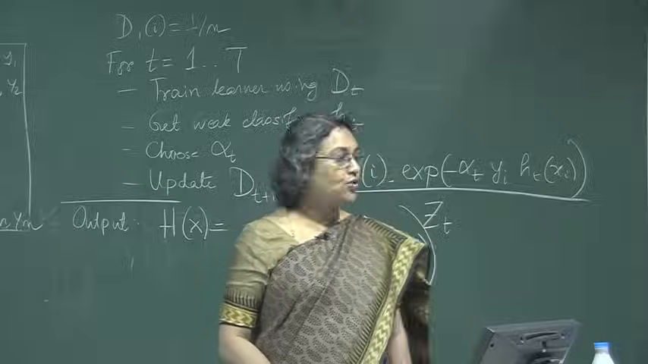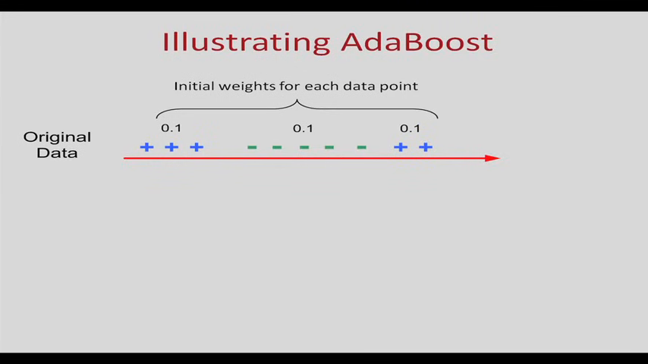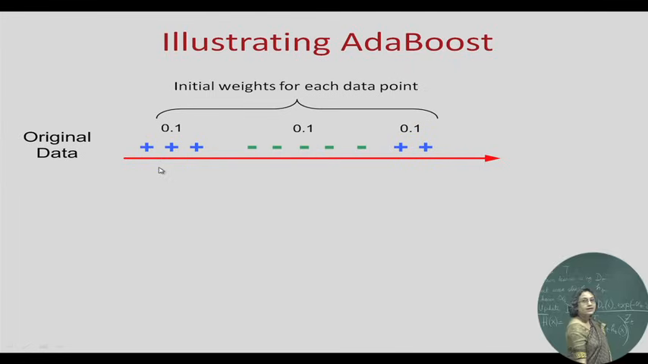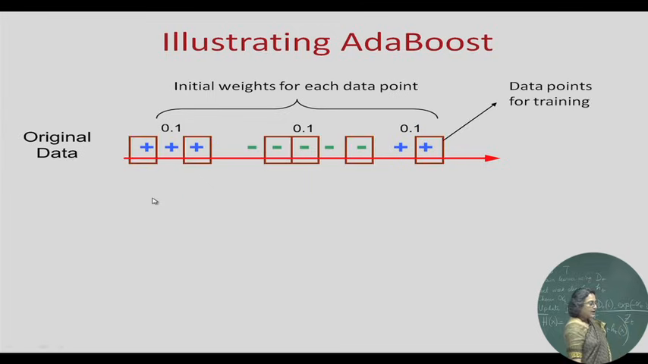Now, please look at the slide, we will illustrate how Adaboost works. Suppose this is the initial data. We have 10 data points, 5 of them are positive, given by blue, and the 5 green ones are negative. Each one of them has probability 0.1. The sum of the probabilities is 1.